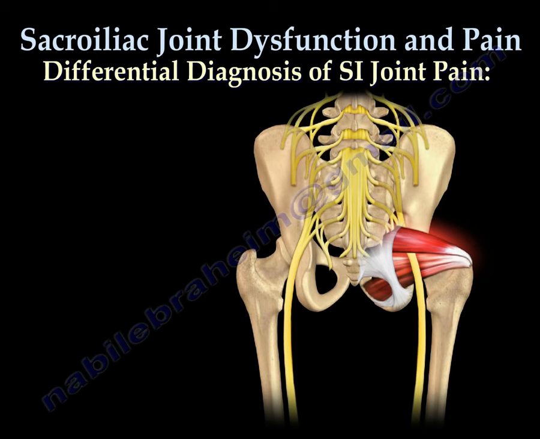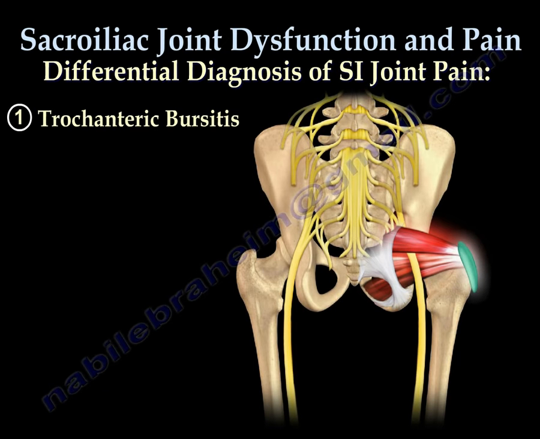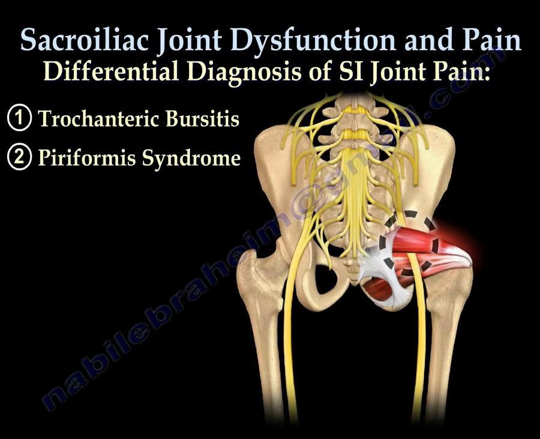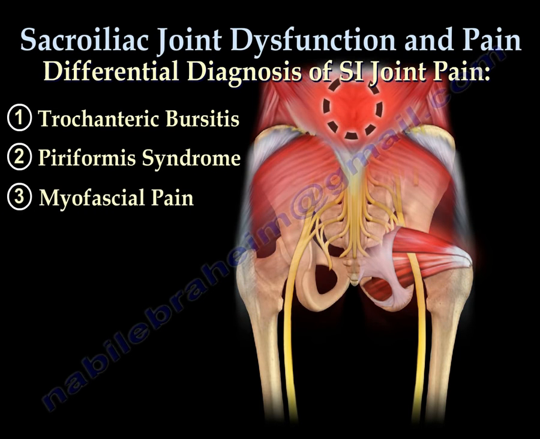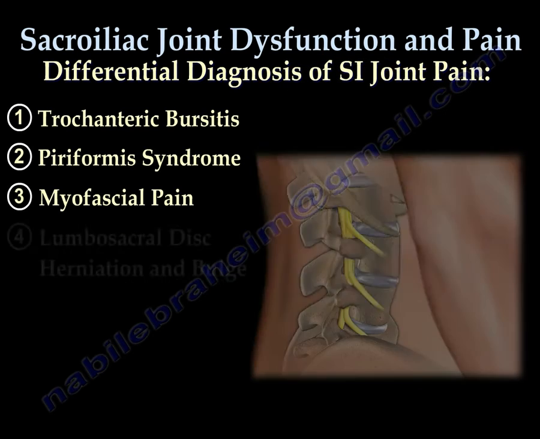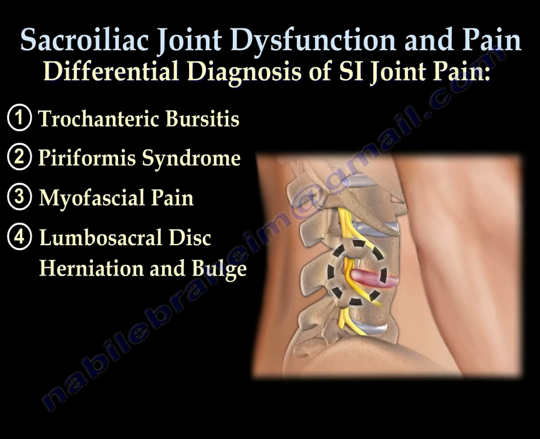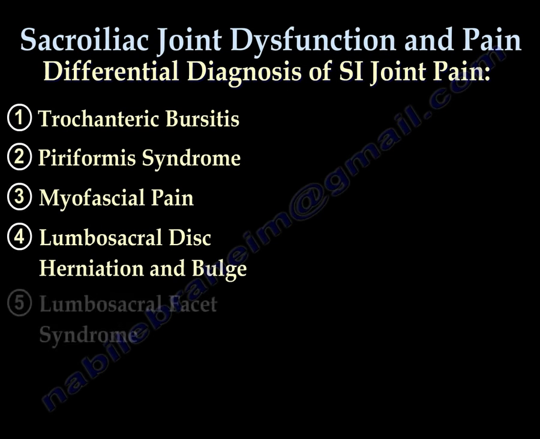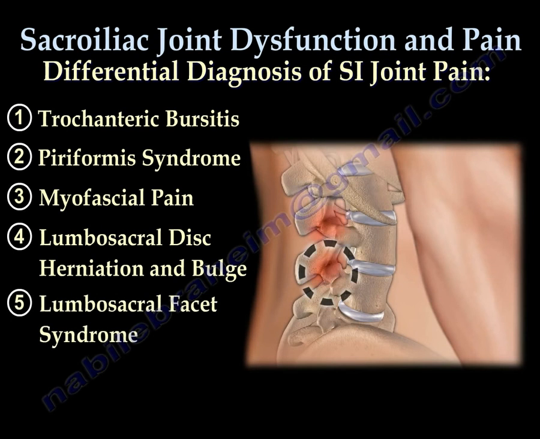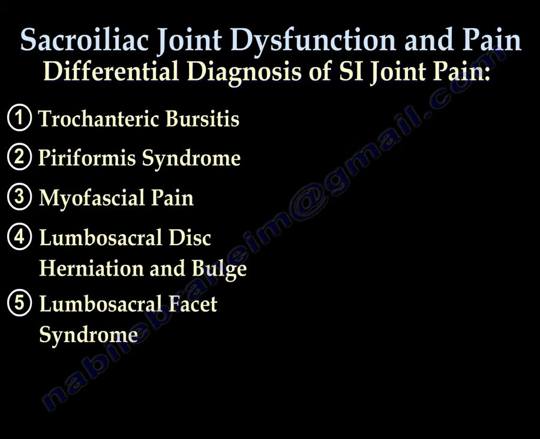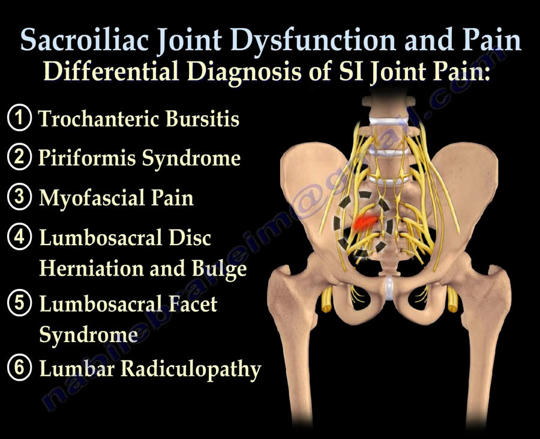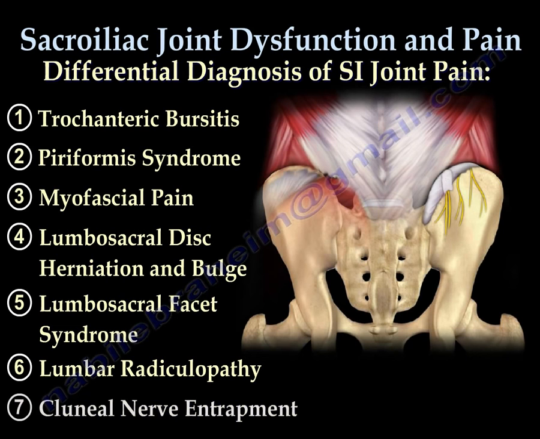Differential diagnosis of SI joint pain includes trochanteric bursitis, piriformis syndrome, myofascial pain, lumbosacral disc herniation and bulge, lumbosacral facet syndrome, lumbar radiculopathy, and cluneal nerve entrapment.